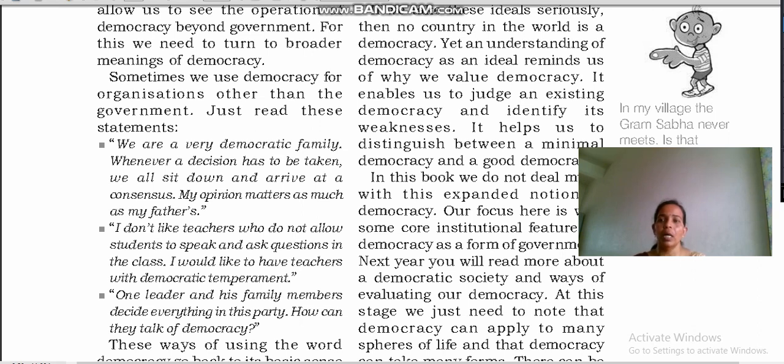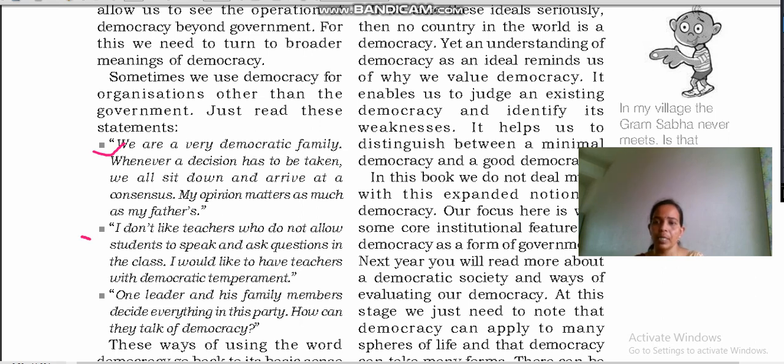We always listen to statements like: we are a very democratic family. In our family, democracy is allowed, or the family is a democratic family. It means there is respect for the opinion of everyone, and everyone is free to express their interests.